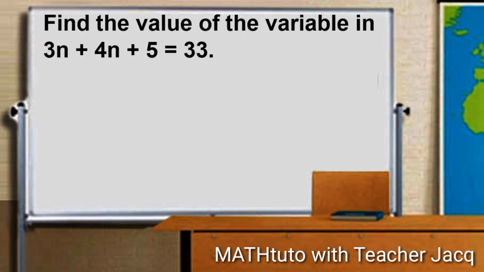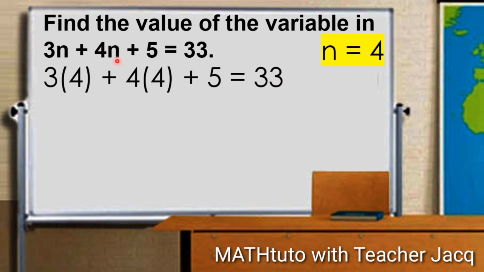So, ayan yung question kanina or yung given kanina. So, yung nakuha nating value ni n is 4. Ngayon, isubstitute natin yung lahat ng n sa value niya na 4. So, we have 3 and then yung n, ayan siya. So, kaya naging siyang 3 times 4 plus 4. And then yung value ni n na 4, kaya meron tayong 4 times 4, then plus 5 equals 33.